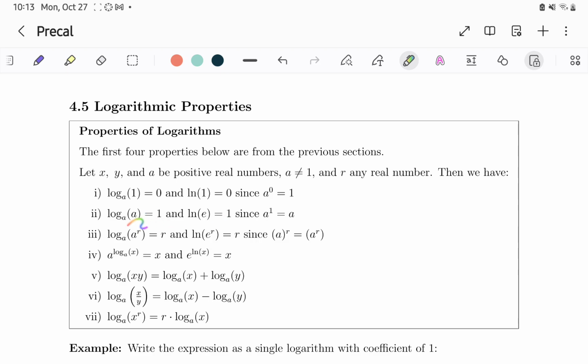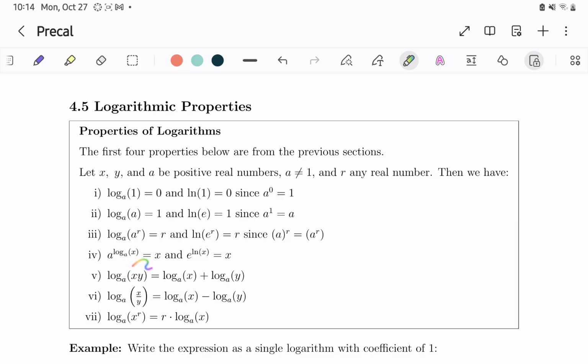Our next property says that log base a of a is equal to 1, and by extension, the natural log of e is equal to 1, because anything raised to the 1 is equal to itself. Then we have log base a of a to the r is equal to r, and by extension, the natural log of e to the r is equal to r, because anything raised to the r is of course equal to itself raised to the r. We can consider this the power property of logarithms.